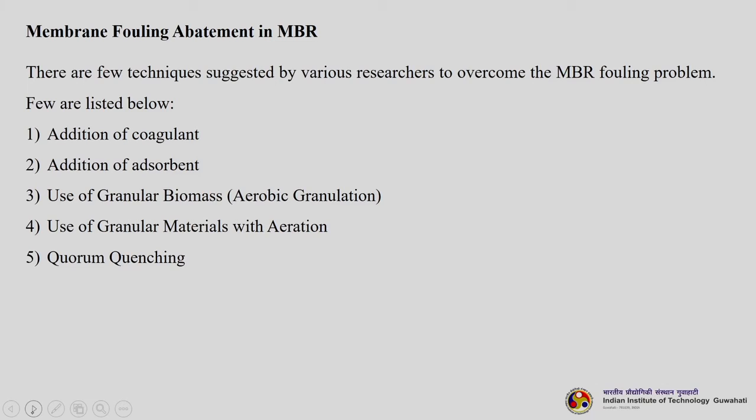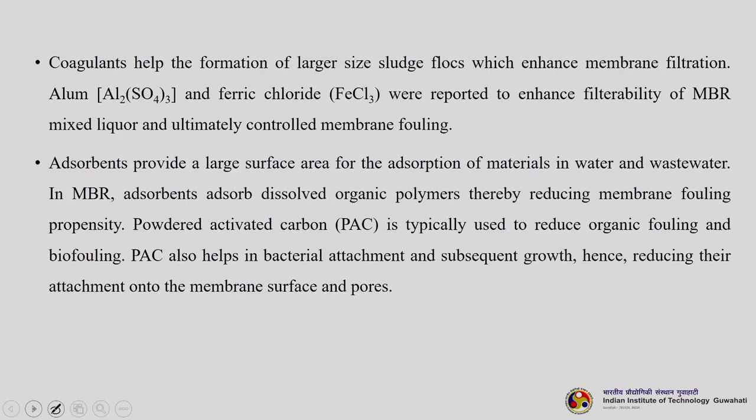There are a few techniques suggested by various researchers to overcome the MBR fouling problem. The first is addition of coagulant, which is very popular. Another one is addition of adsorbent, mostly a similar procedure, but with two different materials: one is coagulant and the other is adsorbent. And then you have the use of granular biomass, basically aerobic granulation, then granular material with aeration, and quorum quenching. We will just quickly go through one or two of these things.